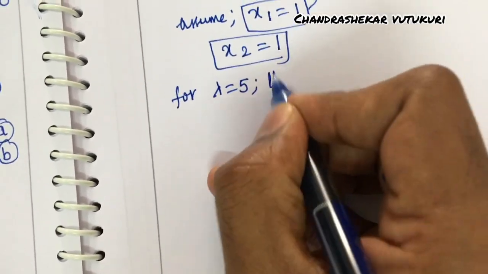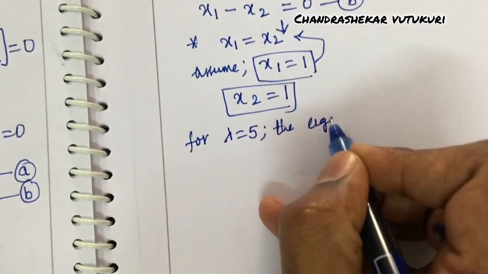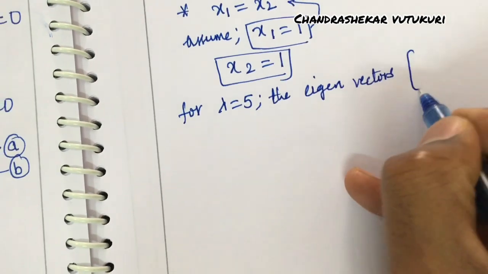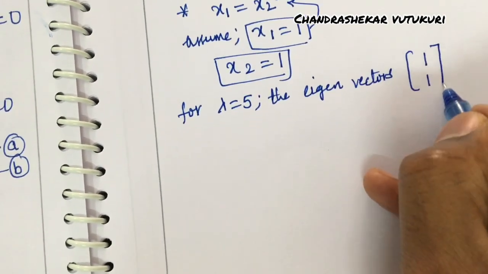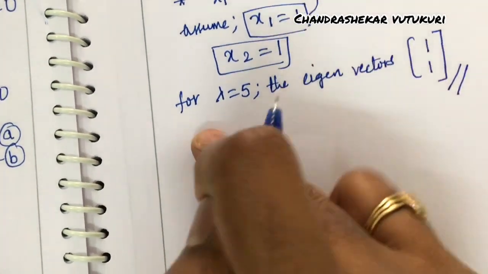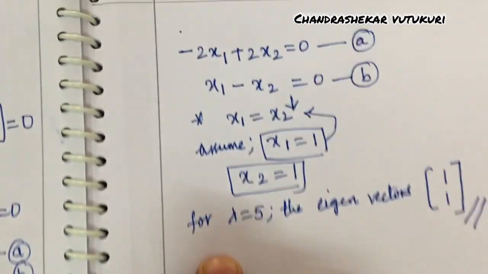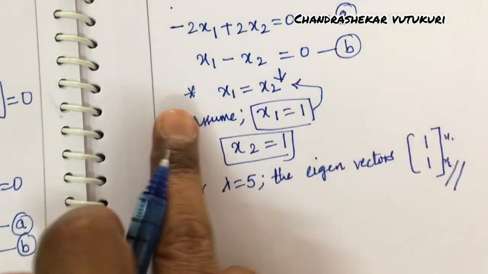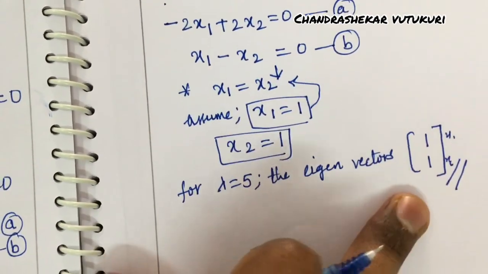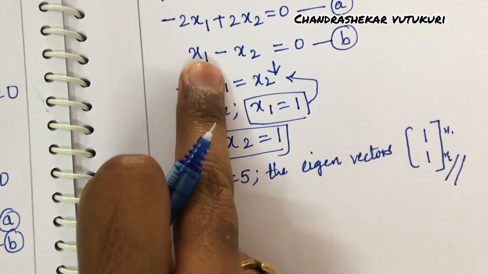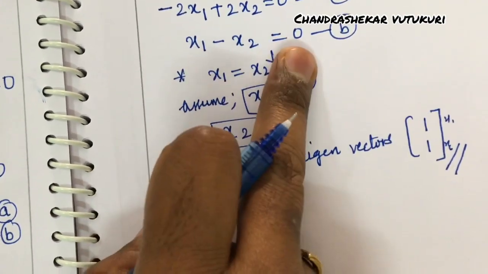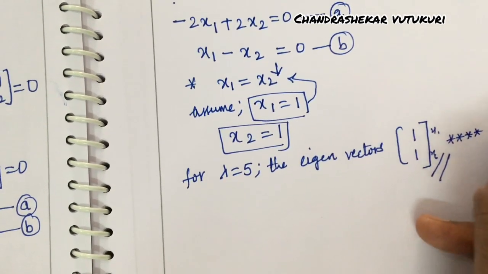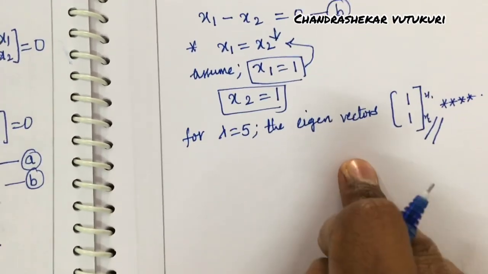So, from this we can find the eigenvectors for lambda equals 5. The eigenvectors are found out to be, what, dear students? 1 and 1. So, 1 and 1 are the eigenvectors for lambda equal to 5. To cross check this, substituting x1 is 1 and x2 is 1 with the negative sign, 1 minus 1 gets cancelled. So, that equals 0. So, this is also said to be the correct value for lambda equal to 5, the eigenvectors.